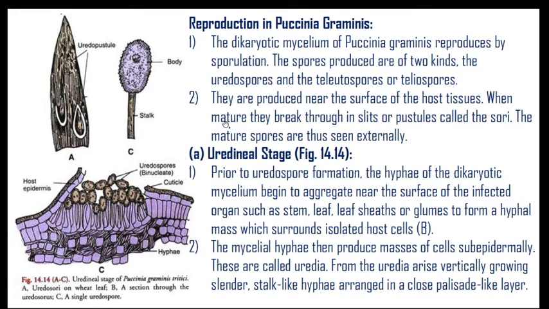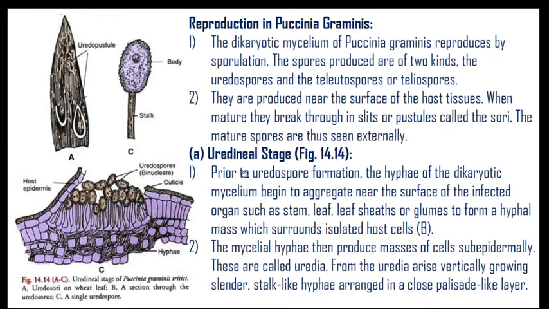So what happens at the time of reproduction? It is the dikaryotic mycelium which is produced by sporulation. Sporulation is nothing but spore formation. The spores produced are of two kinds, that is, uredospores and teleutospores. They are produced near the surface of the host tissue. When mature, they break into slits or pustules called sori. The mature spores are thus seen externally in this cross section.